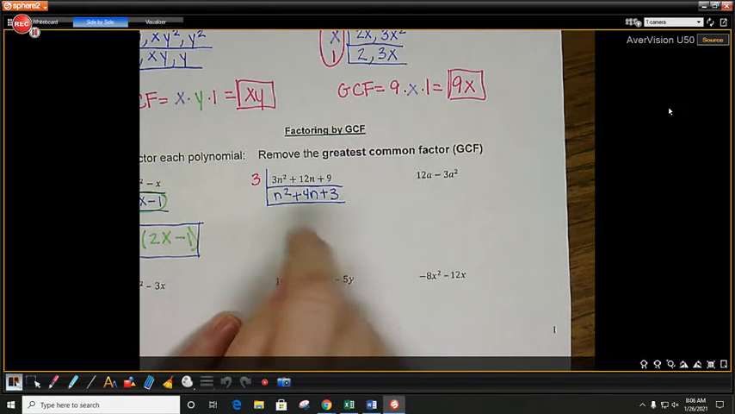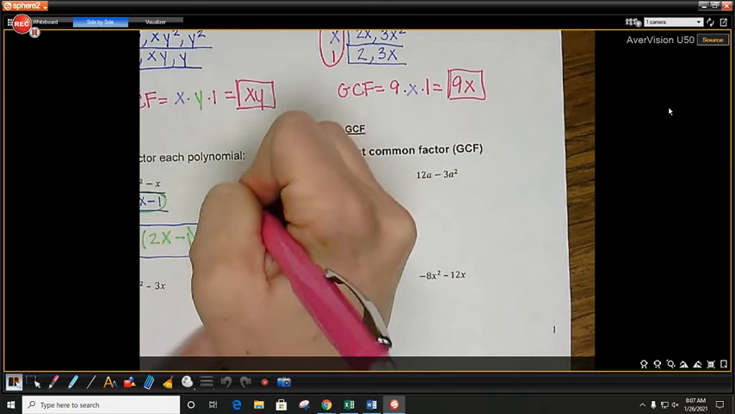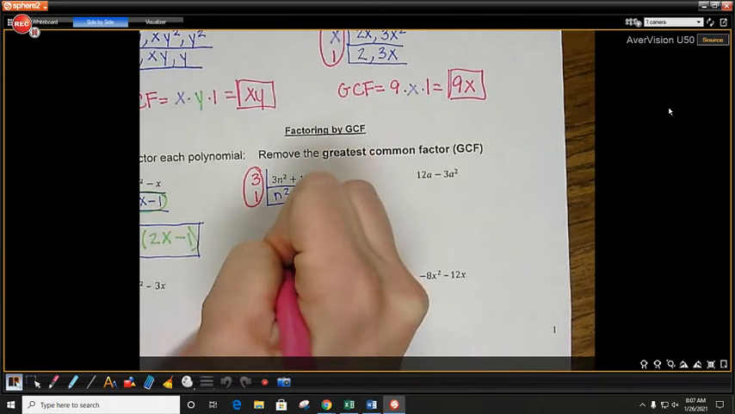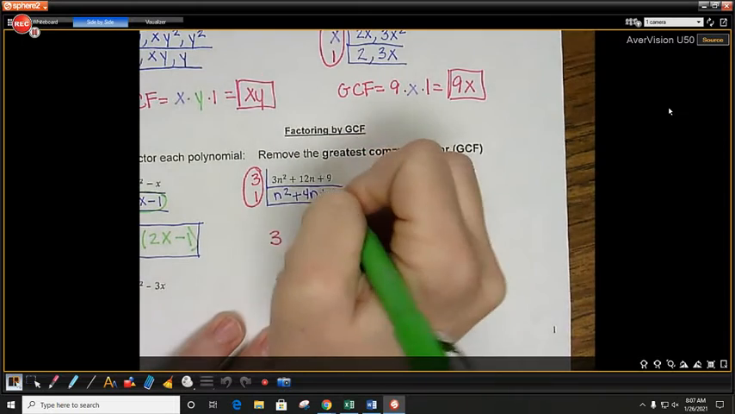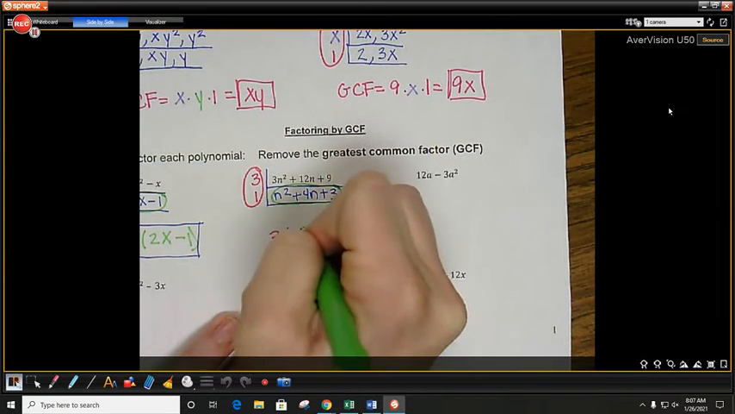Now let's see if there's a variable I can factor out. This one has an n squared, this has an n, this doesn't have any n. So I can't take out an n because this last one doesn't have one. So my GCF is 3 times 1, which is just 3, times the last row of your upside down division.